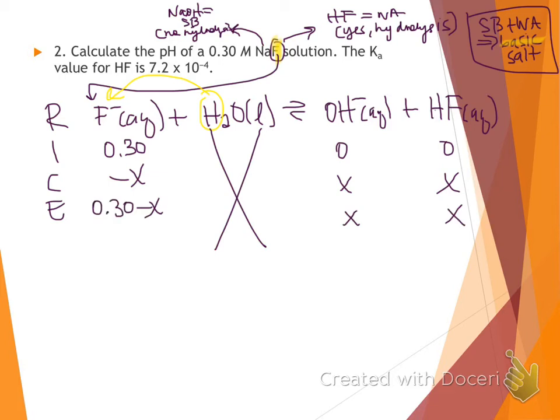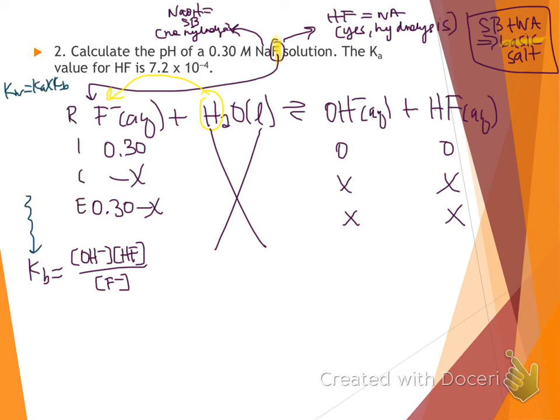From here, we're ready to move on to our next step, which is using our Ka or Kb to find our concentration. Well, this is a basic salt. Since this is a basic salt, we have to use our Kb expression to solve for OH- concentration. But the issue here is the problem only gave us the Ka value. We're going to have to use that Ka value for HF to calculate our Kb. Remember that relationship? Kw equals Ka times Kb.